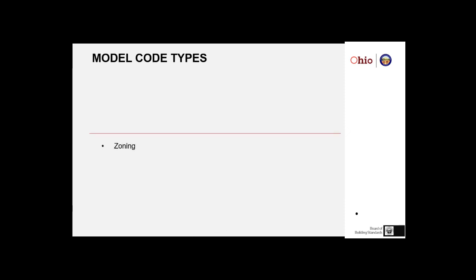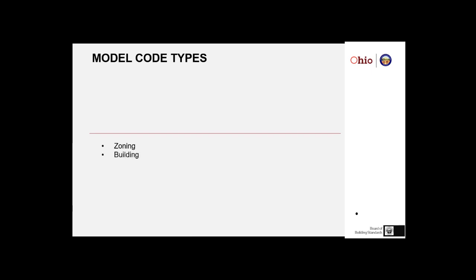Let's talk a little bit about all of the different model code types that exist. So right now, we are using a model code system that is developed by the International Code Council, or sometimes called the Code Council, or ICC. They have a series or a family of codes, not all of which our board adopts. For example, a zoning code. ICC publishes a zoning code, but zoning is not a state issue, it's a local issue. So we have not adopted this international zoning code published by ICC.